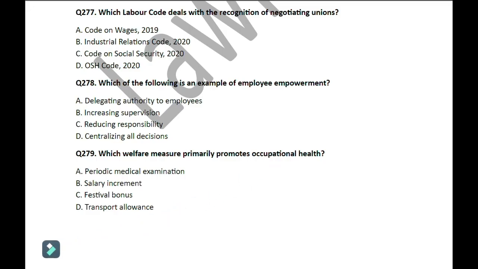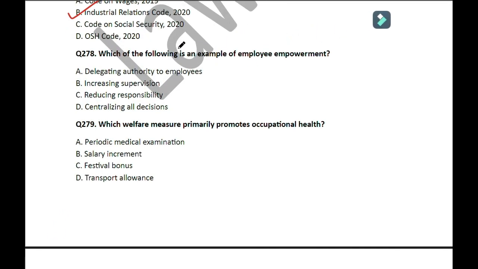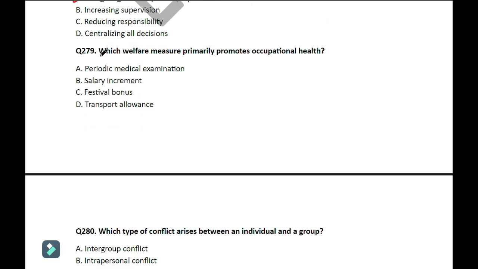So here the correct answer is Industrial Relations Code 2020. Move on to the next question. Question number 278. Which of the following is an example of employee empowerment? So here the correct answer is delegating authority to employees. Move on to the next question.